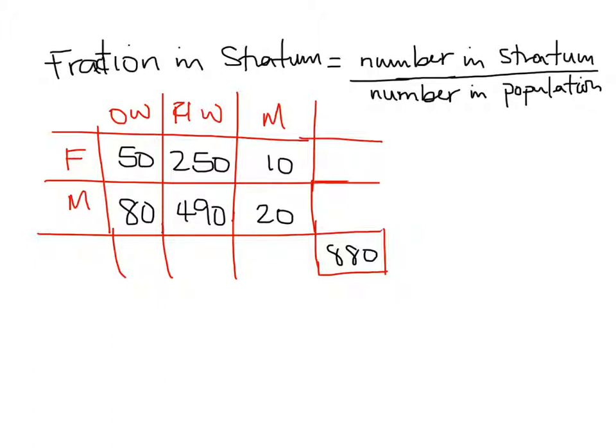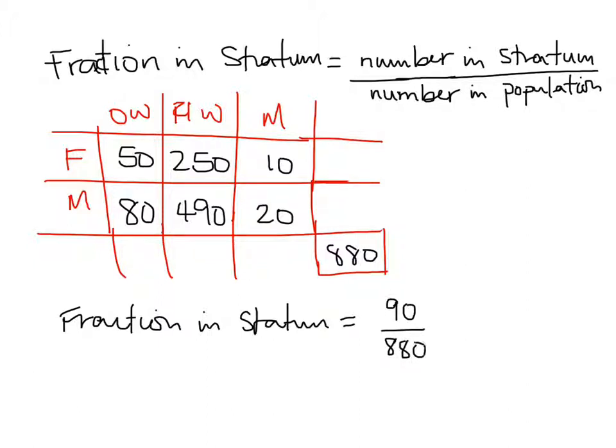That means that the fraction in his stratum is going to be 90 workers, because that's how many workers he really wants, divided by all of his workers, 880 workers he's got. If we simplify that fraction, we get 9/88. The next job we need to do now is to work out how many of these workers he's going to take from each stratum. Let's have a go at that on the next page.